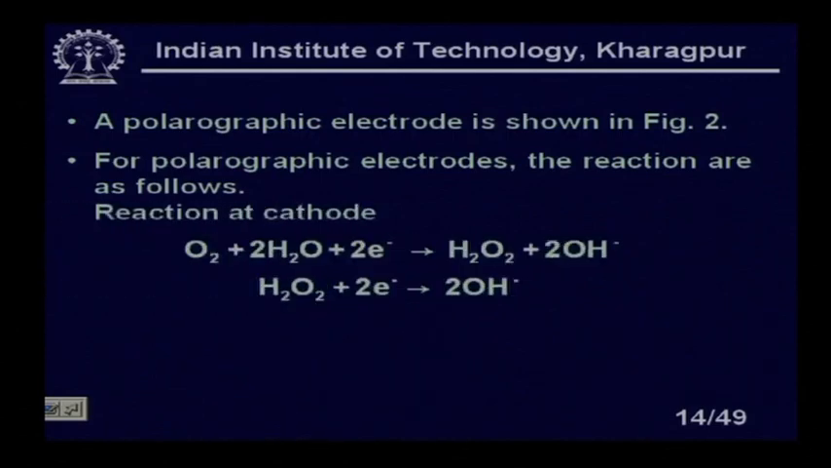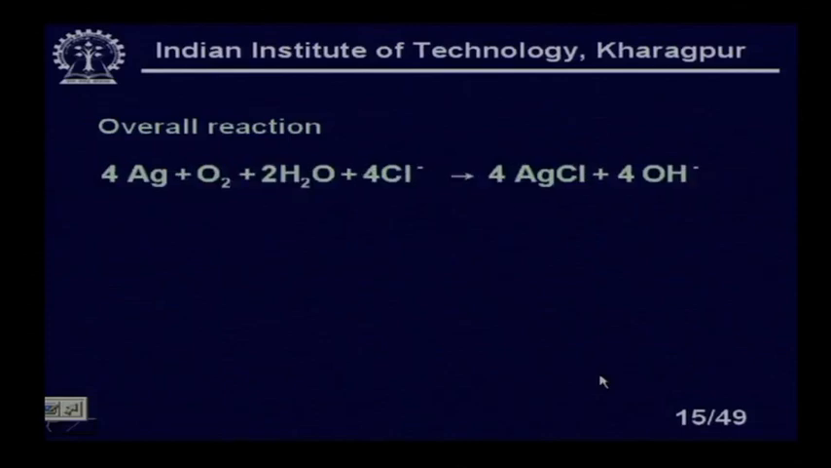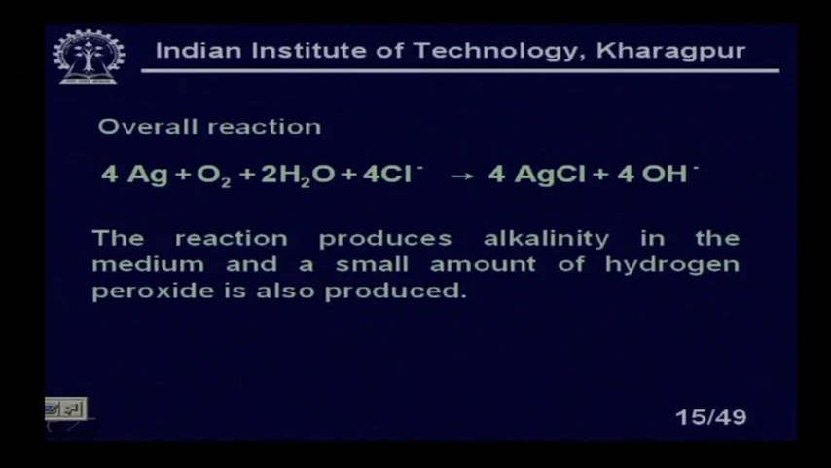Reaction at the cathode: O2 plus 2H2O plus 2 electrons gives hydrogen peroxide, H2O2, plus 2 hydroxide; then H2O2 plus 2 electrons gives 2 hydroxide. Now, reaction at the anode: Ag plus Cl, Cl is negatively charged, so it will release 1 electron and we will get AgCl. Overall reaction: 4 Ag plus O2 plus 2H2O plus 4 chloride gives 4 AgCl plus 4 hydroxyl ions, right. The reaction produces alkalinity in the medium, quite obviously you can see 4OH, so it will make it alkaline, and a small amount of hydrogen peroxide is also produced, right, that we have seen previously.